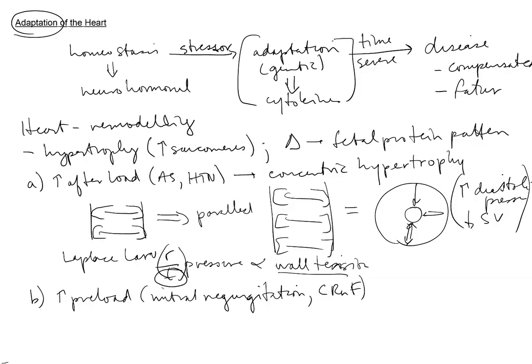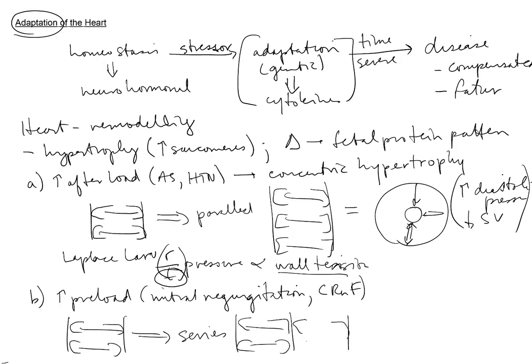This is going to give us a different situation, because now when we look at the Z lines, we can see here are our actin structures with our myosin lines. Now we're going to increase our sarcomere in series. Here's our Z line with our actin. Now we're going to get an increase in the number of Z lines. And that's going to give us a different architecture when we look at the heart of eccentric hypertrophy.